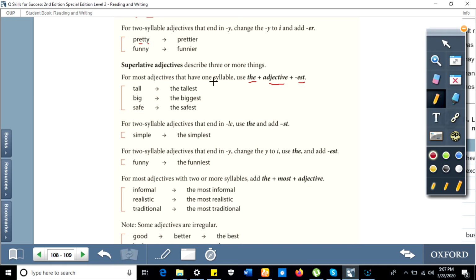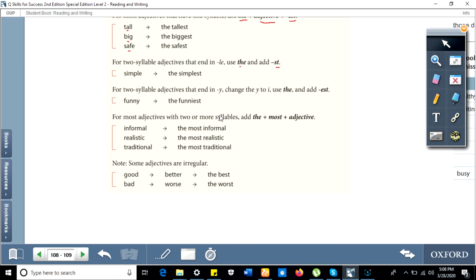And here again, we have one syllable here, one syllable here, and one syllable here. Here you can use est, and double the G. E is already here, so just st here. For two syllable adjectives that end in L, use the and st. So simple, simplest, the simplest.